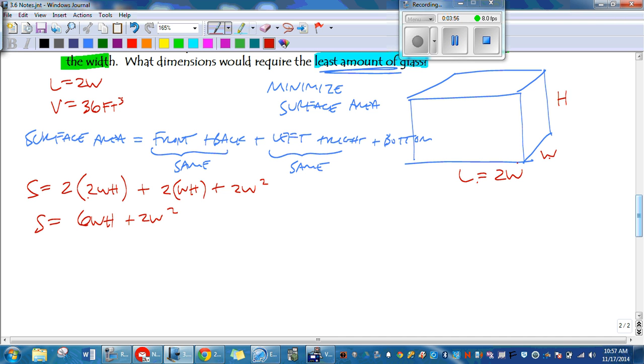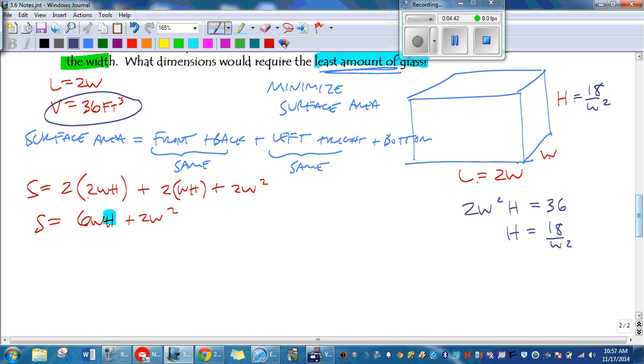But we still have this problem here. We have H. We need everything in terms of W. Well, what were we given that we haven't used yet? Told us volume, right? That hasn't been used. We can use that to write H in terms of W. Right? Volume is length times width times height. So in this case, it would be 2W squared times height. Well, that has to equal 36 in this problem. So we can solve for H just by dividing by 2W squared. We get 18 over W squared is our height.